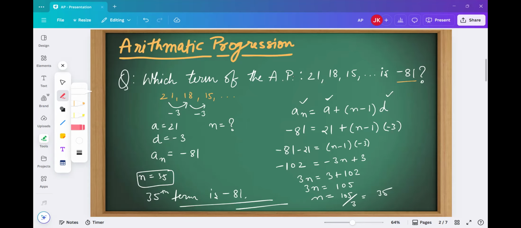So I hope you understood the concept of arithmetic progression and you are able to solve some of the basic questions like this one that we just solved, okay?